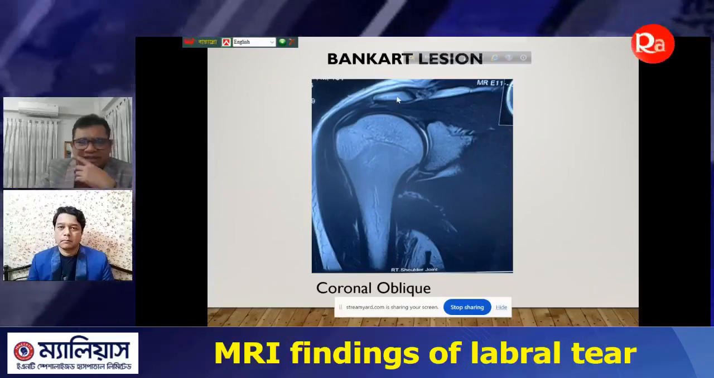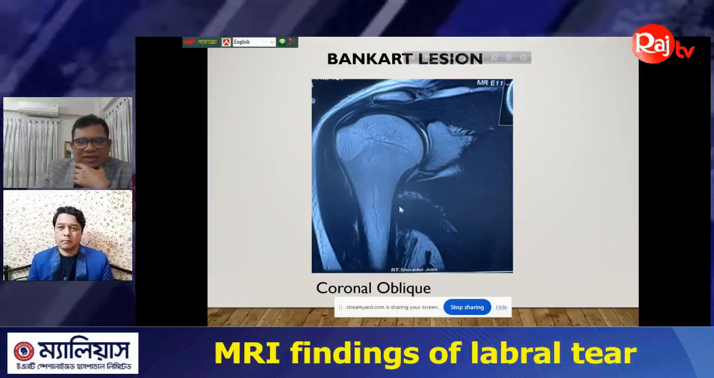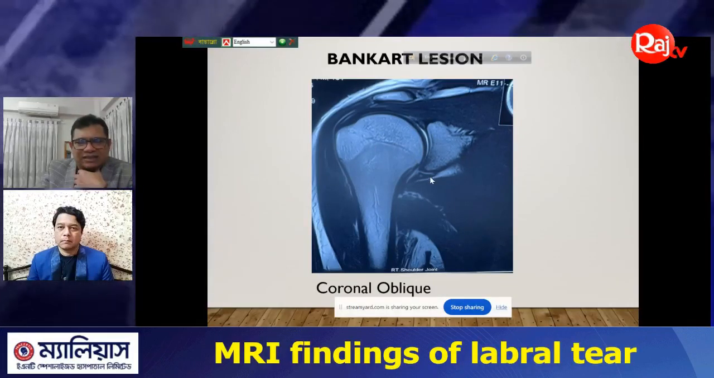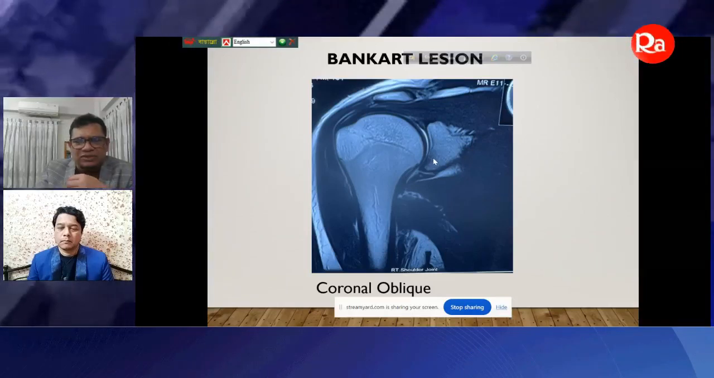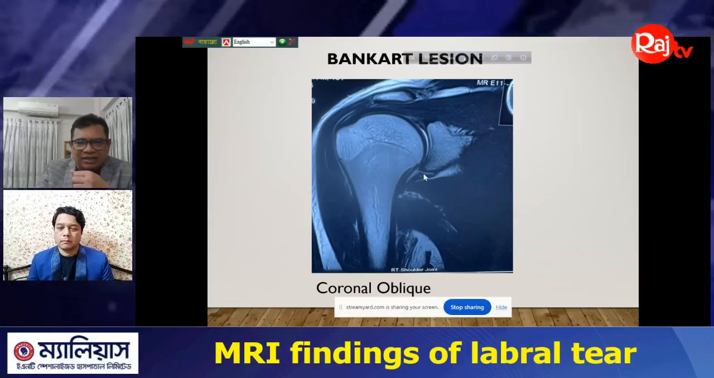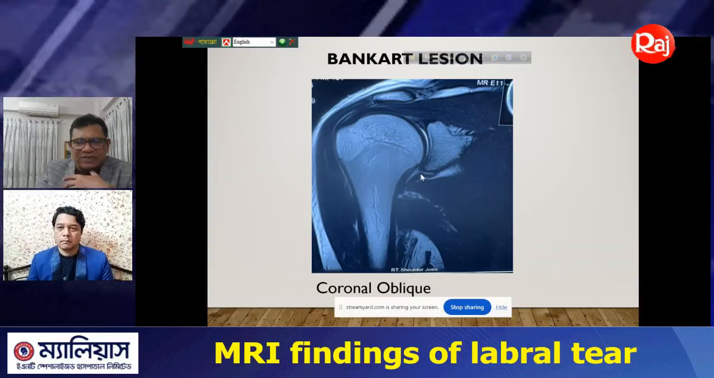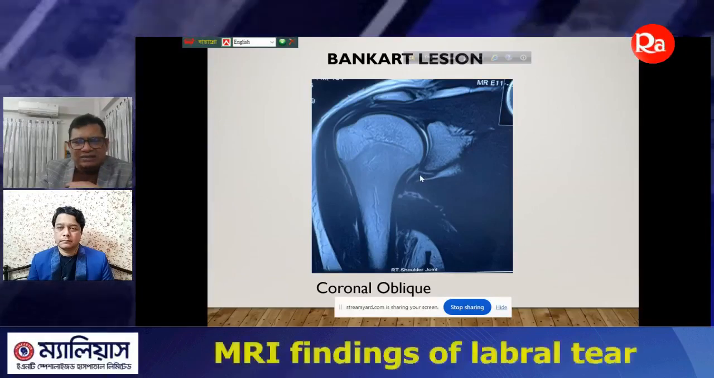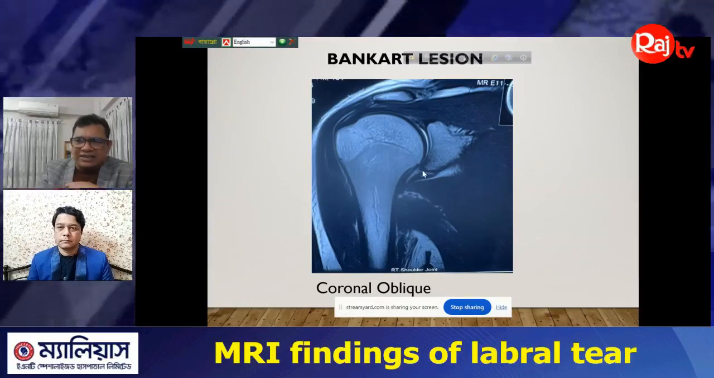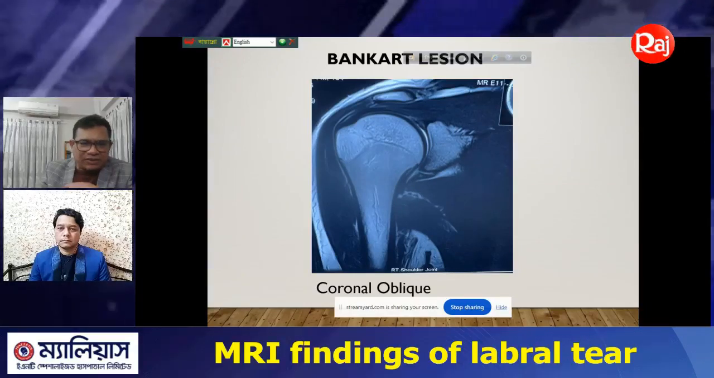And this is a Bankard lesion. When we see it in the coronal oblique view, the Bankard lesion is an injury at the 3 to 6 o'clock position, and that is inferior. That is the inferior labrum. In this situation, the labrum is altered in signal. So this labrum is a Bankard lesion tear. This inferior lesion in coronal oblique view, you can see.